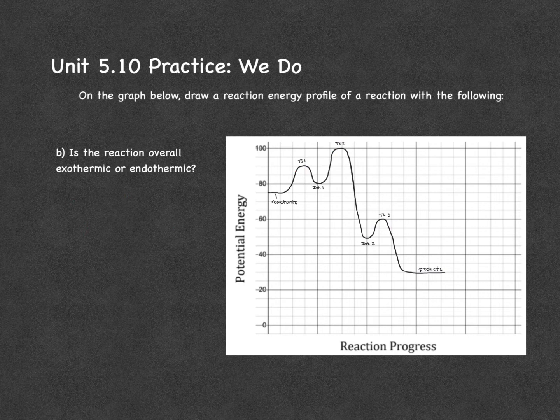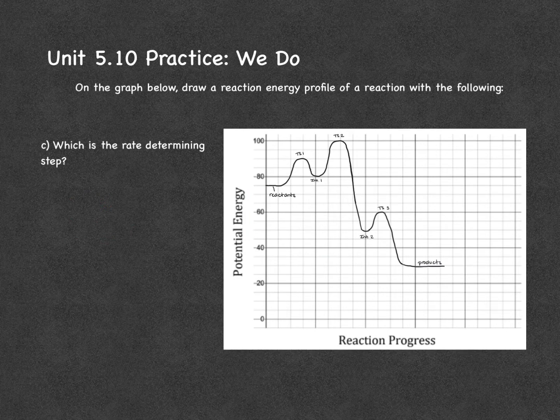For part B, they ask us, is the reaction overall exothermic or endothermic? And for that, we have to compare the energy of our reactants to our products. And since the energy of our reactants is higher than that of our products, we know that energy was released as we transitioned from reactants to products. So overall, this reaction is going to be exothermic.